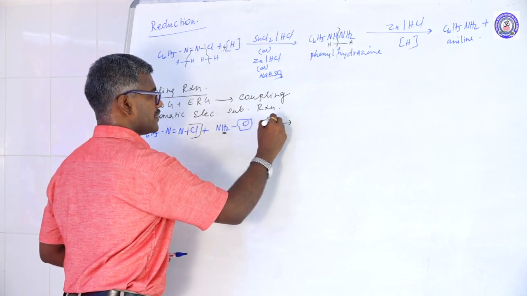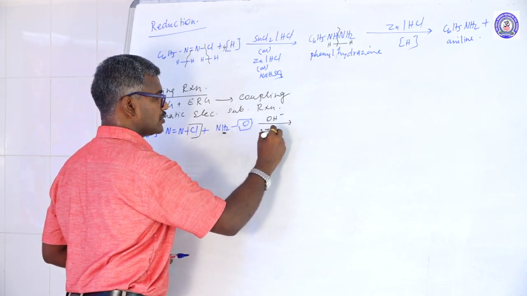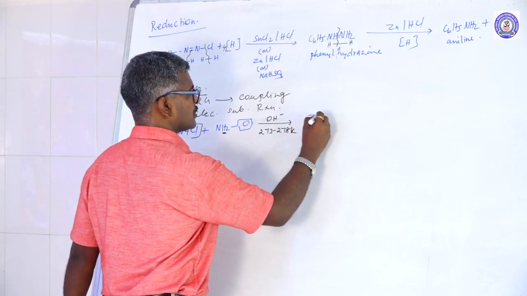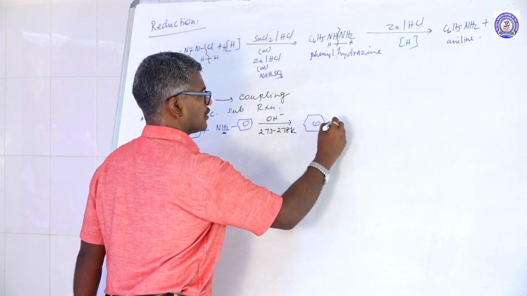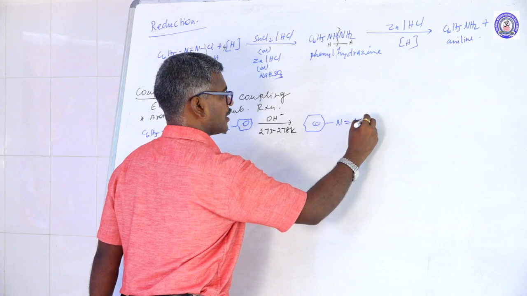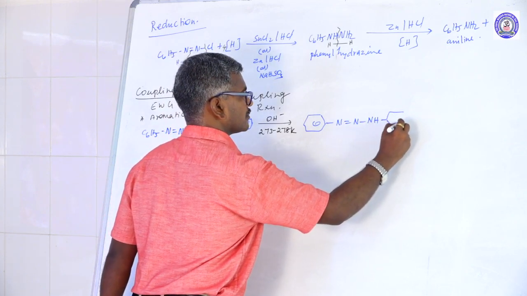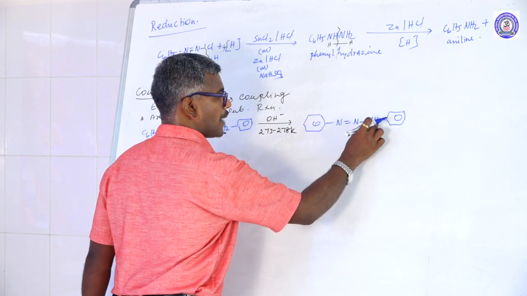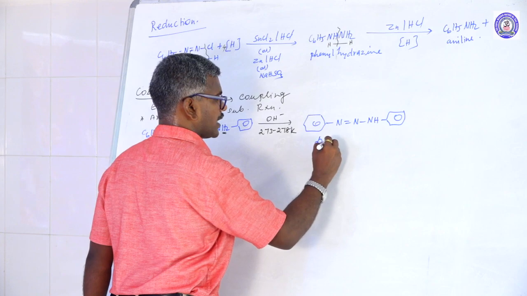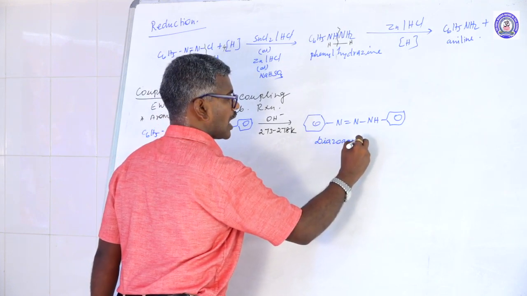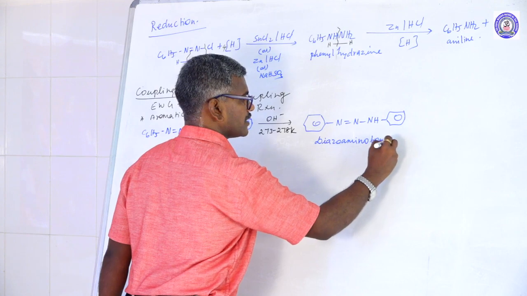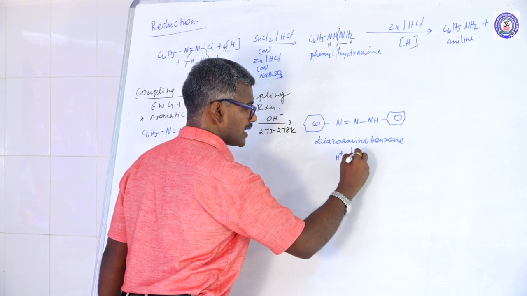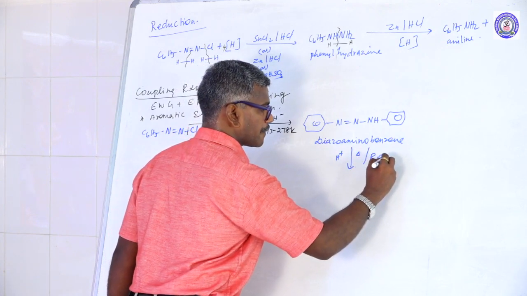In the presence of OH medium, temperature 273 to 278 Kelvin, there is formation of C6H5 N double bond N NH. This name is diazo-aminobenzene. This compound is further treated with H plus and heated, leading to rearrangement.